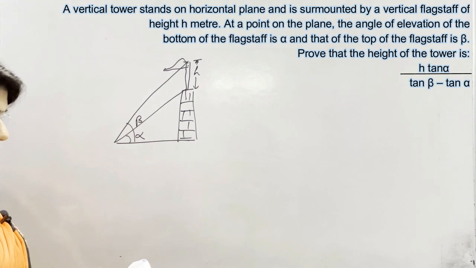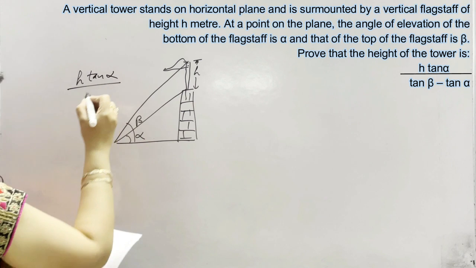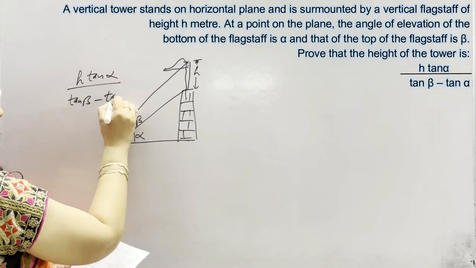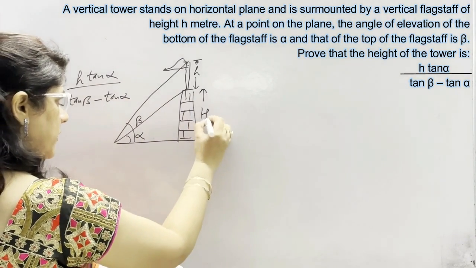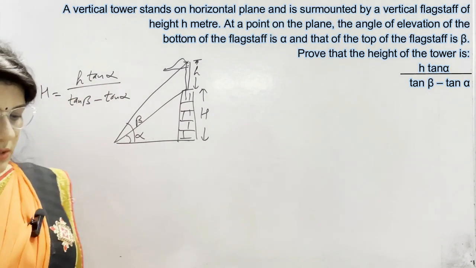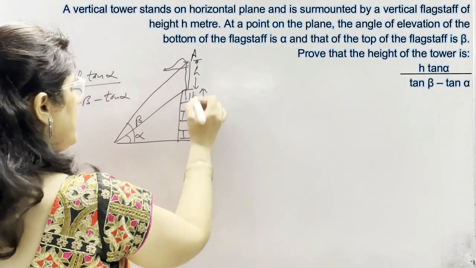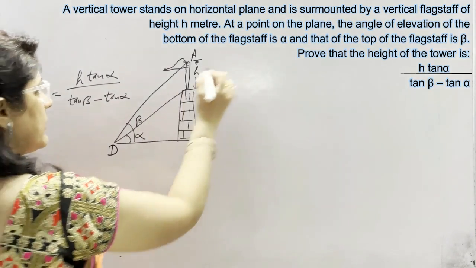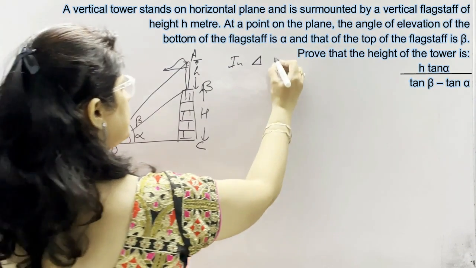Prove that the height of the tower is h tan alpha divided by tan beta minus tan alpha. Height of the tower, it means this much. We can take it as capital H. So it means capital H is equal to this much. So again we need to take triangles A, this is B, C and D. First we are going to take smaller triangle BCD.